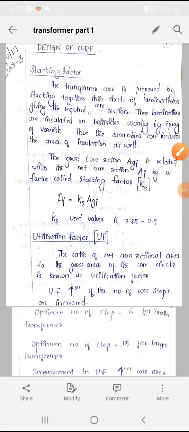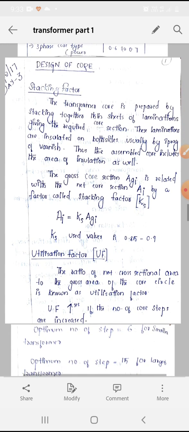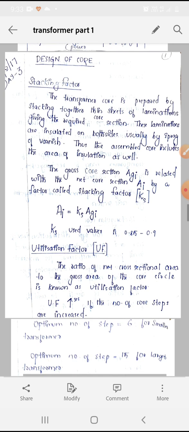Welcome back. We learned the single phase and three phase output equation and also the voltage equation, or EMF per turn, of a transformer. And also we have seen the overall dimensions and the steps to design the transformer.